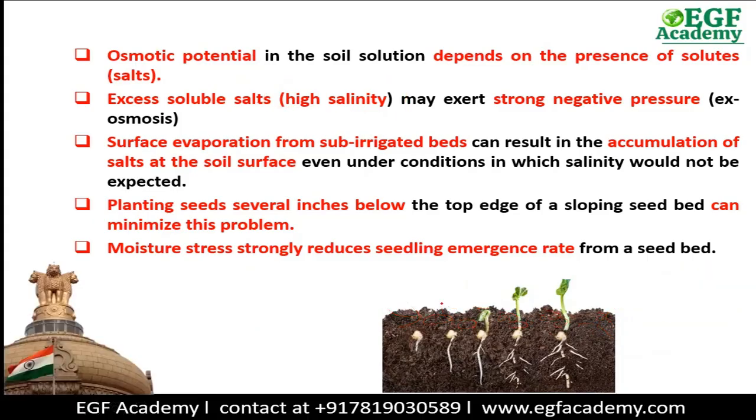If there is a salinity issue in the soil, then the seeds are planted several inches below. That is, if there is salinity in the top soil, then the seeds are sown very deep in the soil so that they can absorb water, and then germination can take place from it. So this is how it is managed.